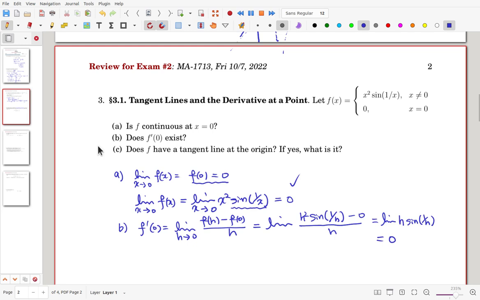Now f prime at 0 exists, so we can find the tangent line at the origin, and the slope is 0. So for part C, the tangent line will be y equals 0.